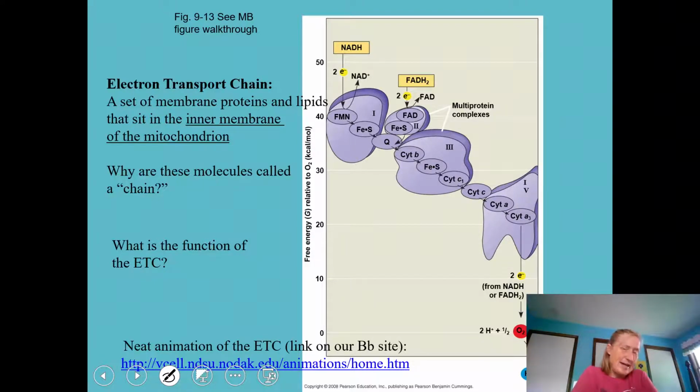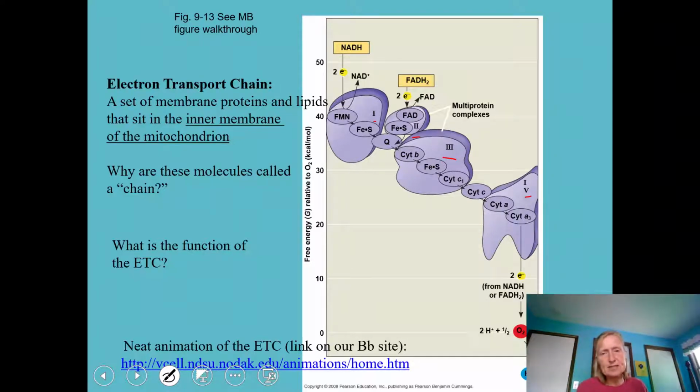Okay, and members of this electron transport chain are organized into bigger clusters or bigger protein complexes. Our textbook calls these protein complexes Roman numeral 1, 2, 3, and 4. And they're big purple blobs because they're protein complexes. And some of the electron transport members are a part of each of these bigger complexes that are sitting inside the inner membrane of the mitochondrion.